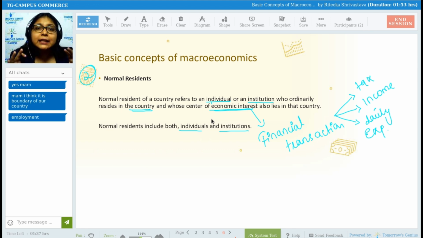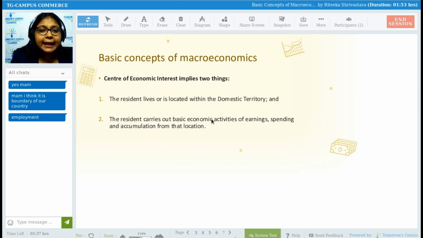So first of all, normal resident means that person who lives in that country. Secondly, whose economic interest lies in that country. Talking about economic interest, it means all his financial transactions are taking place in that country, like paying tax in that country. He is receiving his income in that country. He is doing his regular expenses and transactions in that country. So that person will be called a normal resident. A normal resident can be an individual person or it can also be an institution.